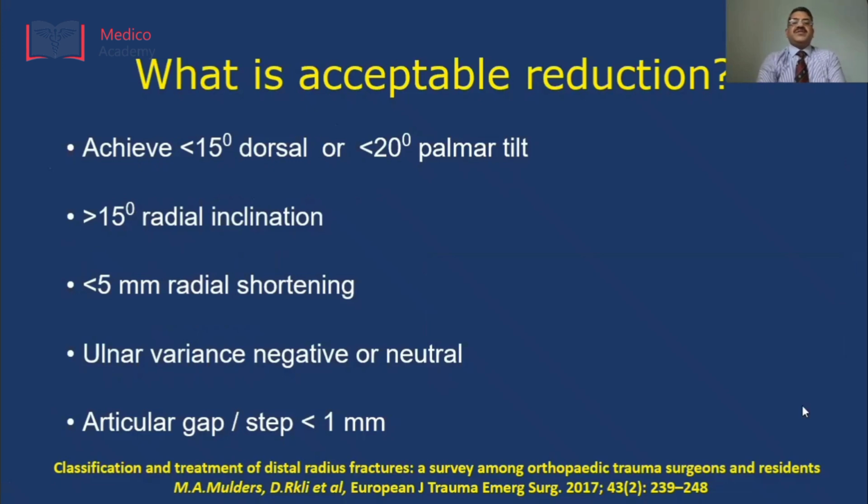Which brings us to the next question. What is an acceptable reduction? If we achieve less than 15 degrees of dorsal or less than 20 degrees of palmar tilt, greater than 15 degrees of radial inclination, less than 5 millimeters of radial shortening, ulnar variance that is either negative or neutral, and an articular gap or step of less than 1 millimeter, then the outcome of the distal radius fracture should be satisfactory.